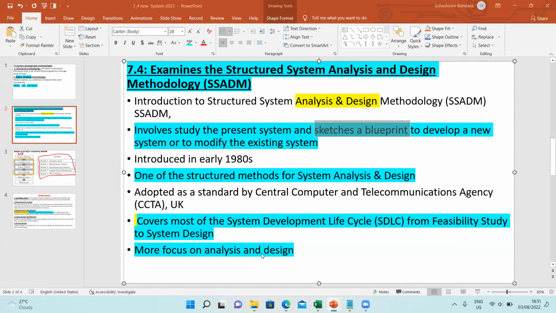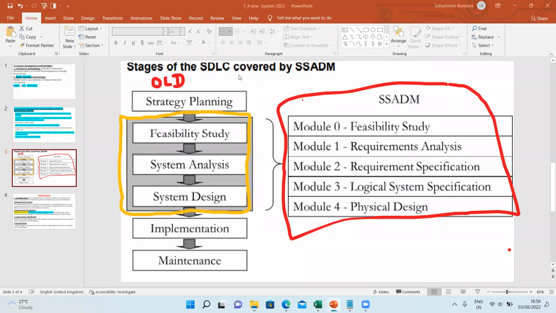First we'll copy down this one. SSADM is mainly focused on the feasibility study, system analysis, and design sections. These three sections of the system development life cycle are covered. SSADM has module 0, feasibility study; module 1, requirement analysis; module 2, requirement specification; module 3, logical system specification; and module 4, physical design.